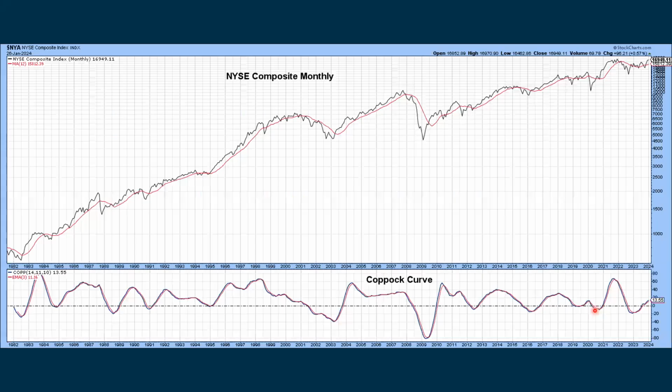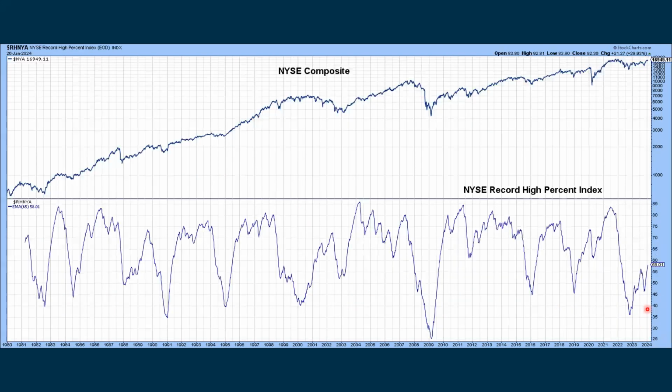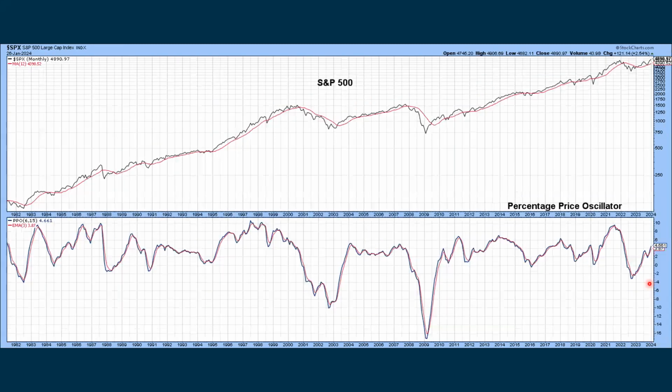Then some long-term studies. This is a monthly chart of the NYSE. We're above the red line, so longer term, we're up that way. Also, when we look at the monthly version of the Coppock curve, we're also going up there. So longer term, we're in a pretty solid uptrend. This is a daily chart of the NYSE composite, and then we have the NYSE record high percent index. This is continuing to go up, which is also positive. So longer term and shorter term, the NYSE is looking pretty good.